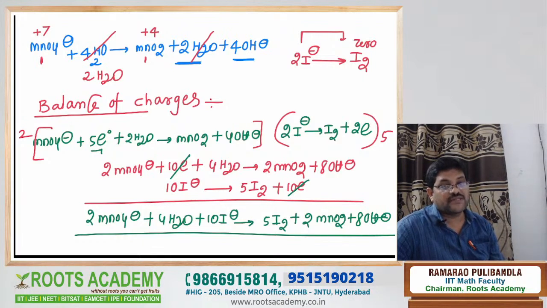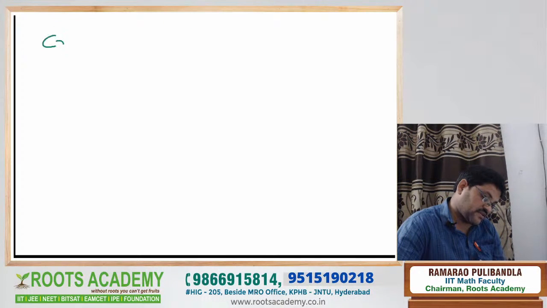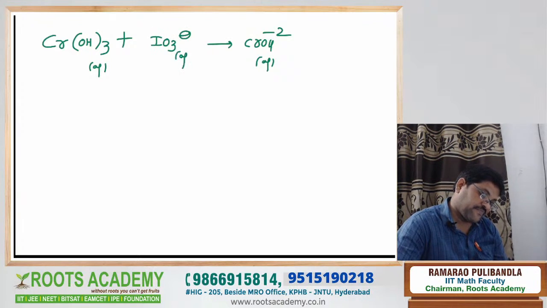And one more example I am explaining in the basic medium balancing. The example is given like this: Cr(OH)3 plus something gives rise to CrO4 2 minus ion aqueous. This Cr(OH)3 is chromium hydroxide in aqueous solution. And we get IO3 minus aqueous plus I minus aqueous.